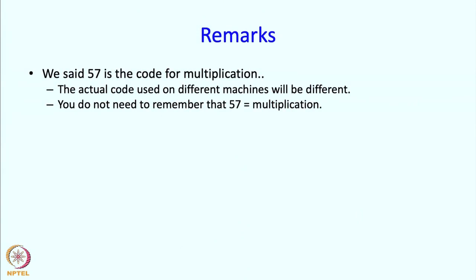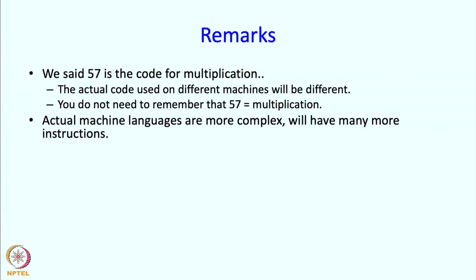Okay, so some remarks. We said that 57 is the code for multiplication. Of course, this is fictitious. Again, I just want to emphasize that. Different machines will have different codes, and of course, you don't have to remember that 57 means multiplication. It doesn't. We just made up that number, just as an example. Okay? And actual machine languages are a lot more complex, and will have many more instructions. But the point of this discussion is for you to understand what machine language is. So this is indicative of the types of instructions that you have in a machine language, and therefore this sort of tells you what a machine language program looks like.